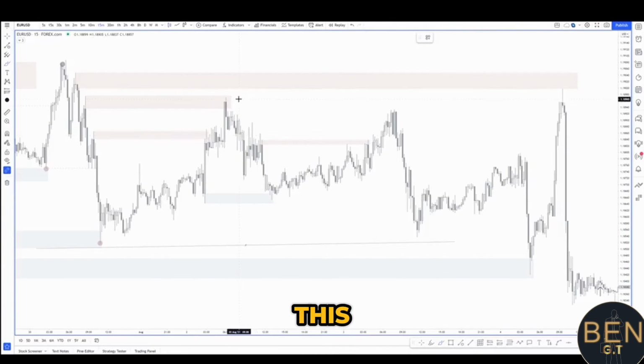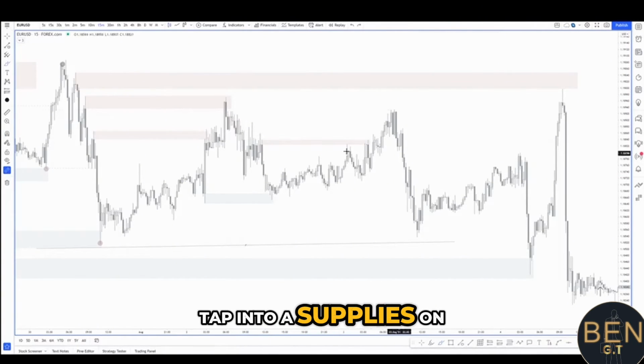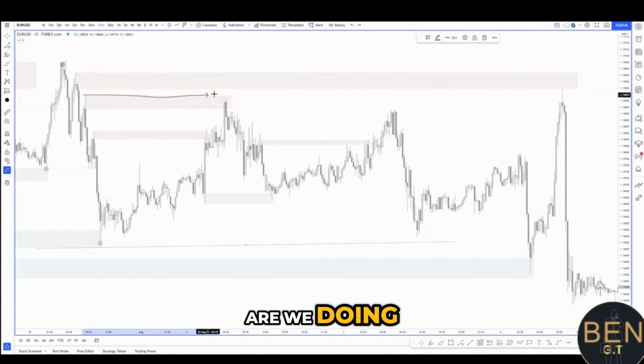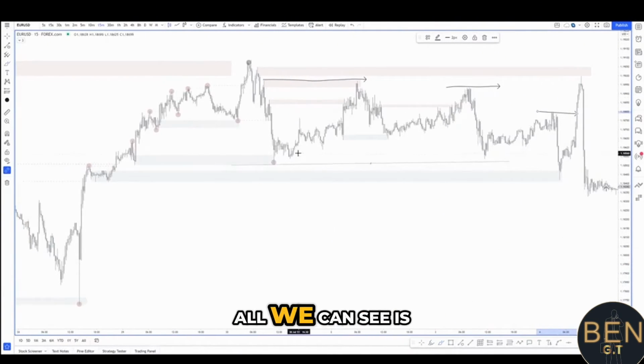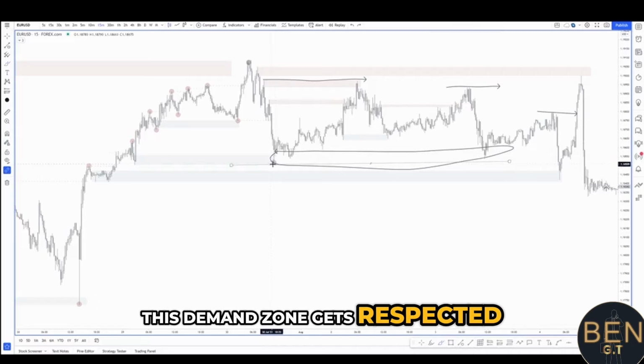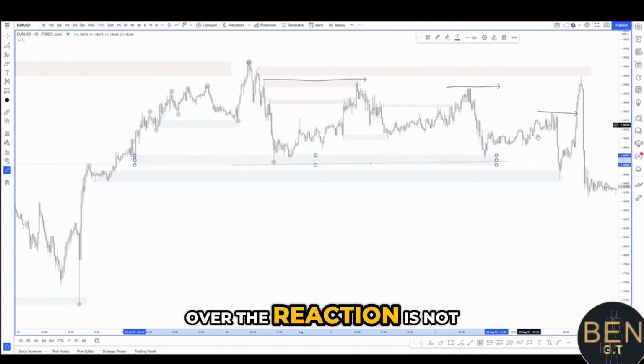And then just looking at this in a liquidity perspective as well, what does this end up creating? Liquidity void that gets filled. We tap into a supply zone here. But all the while, what are we doing? We're creating liquidity as price continues dropping. What we can see is this demand zone gets respected once more. If I just drag this over, the reaction is not very big.